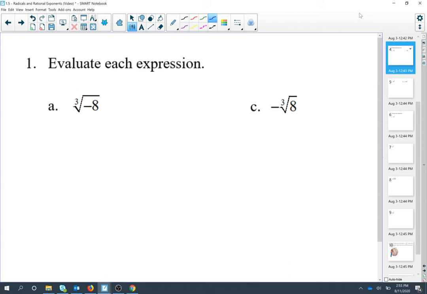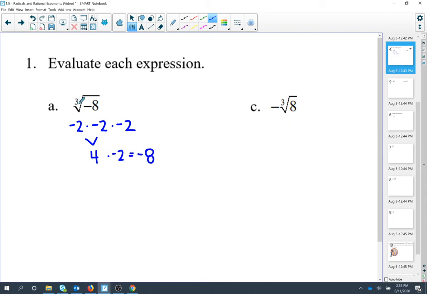So letter A, we have the cube root of -8. Now, if you have a cube root, really what you're looking for is 3 of the exact same things that when I multiply them together, I get -8. So I'm first thinking, okay, 8, I could do 1 times 1 times 1, that's just 1. If I did 2 times 2 times 2, that would give me 8. So really what you're looking for here is -2 times -2 times -2. So -2 times -2 is 4, times -2 is -8.